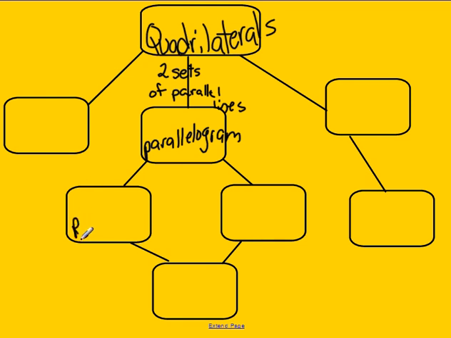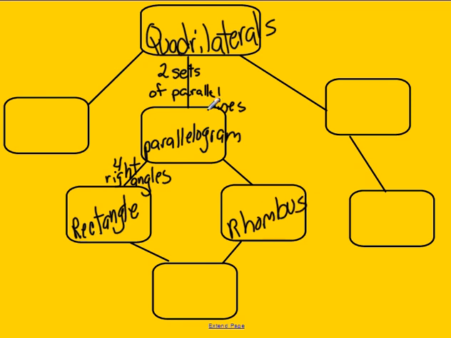Now, if we put a little rectangle in here, a rectangle has two sets of parallel lines and four right angles. So that's what should go on this line, four right angles. A rhombus has two sets of parallel lines and four congruent sides, or four equal sides. And then you can see here that the square is just a combination of a rectangle and a rhombus. It has two sets of parallel lines, four right angles, and four congruent sides. And that is what gives us a square.